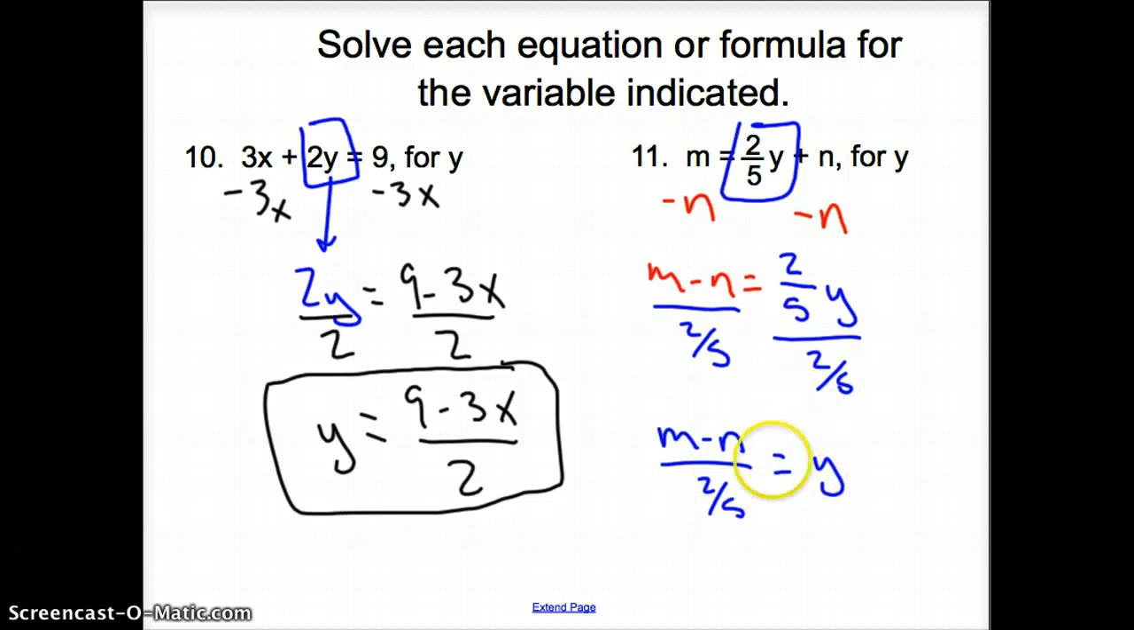Now you're almost done, but mathematicians don't like you having a fraction and a fraction. So what do we have to do? When we divide by a fraction, what do we do with fractions? Remember, when we divide, we flip and multiply. So instead of 2/5 now, I'm going to multiply by 5/2 times (m minus n) equals y. You can have this for your answer, or you could have 5 times (m minus n) all over 2 equals y.